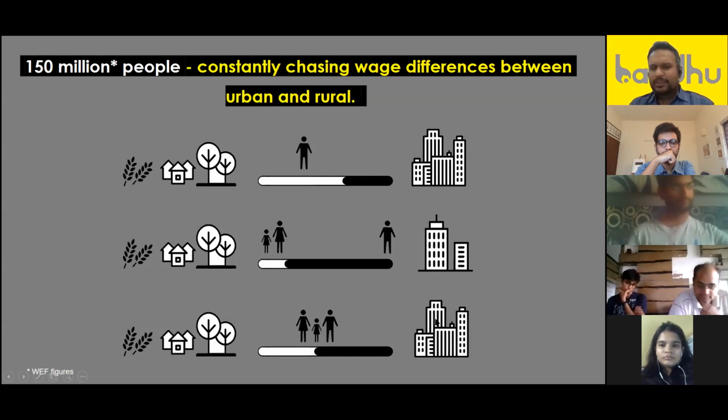Anyone who has domestic help is familiar with this: your domestic help says, I'm going to my village for 1 month, and comes back after 2 months. Because effectively this is their cycle, this is their life. They are caught between rural and urban.